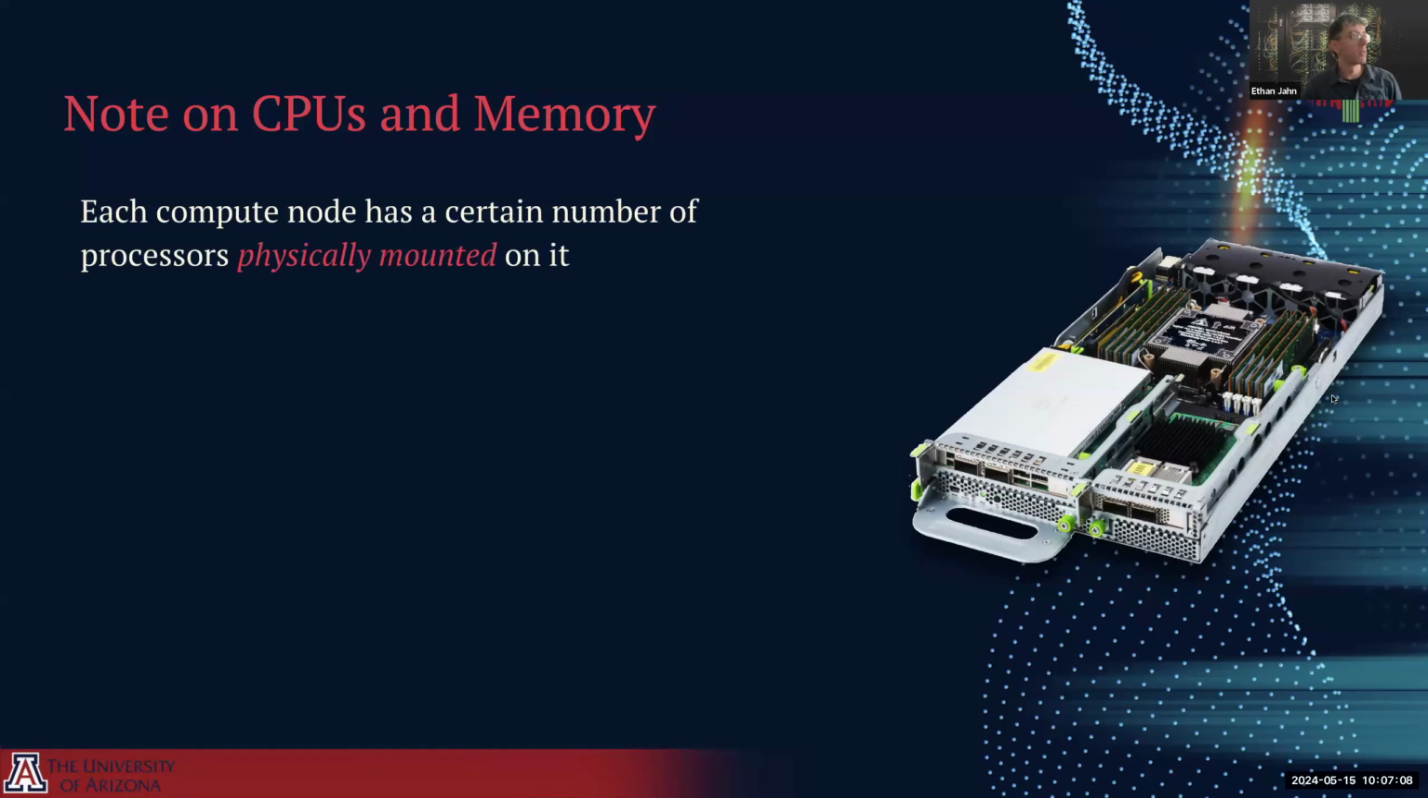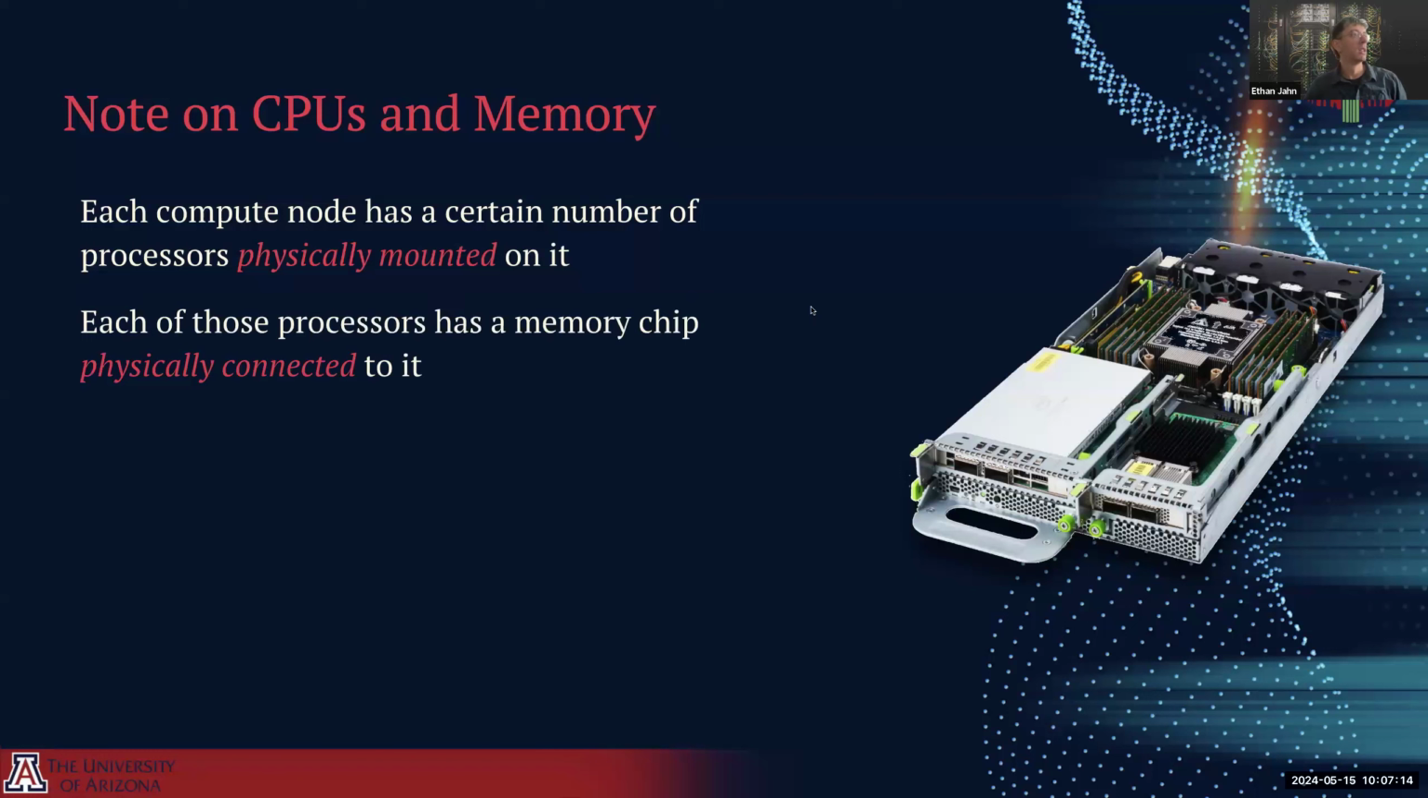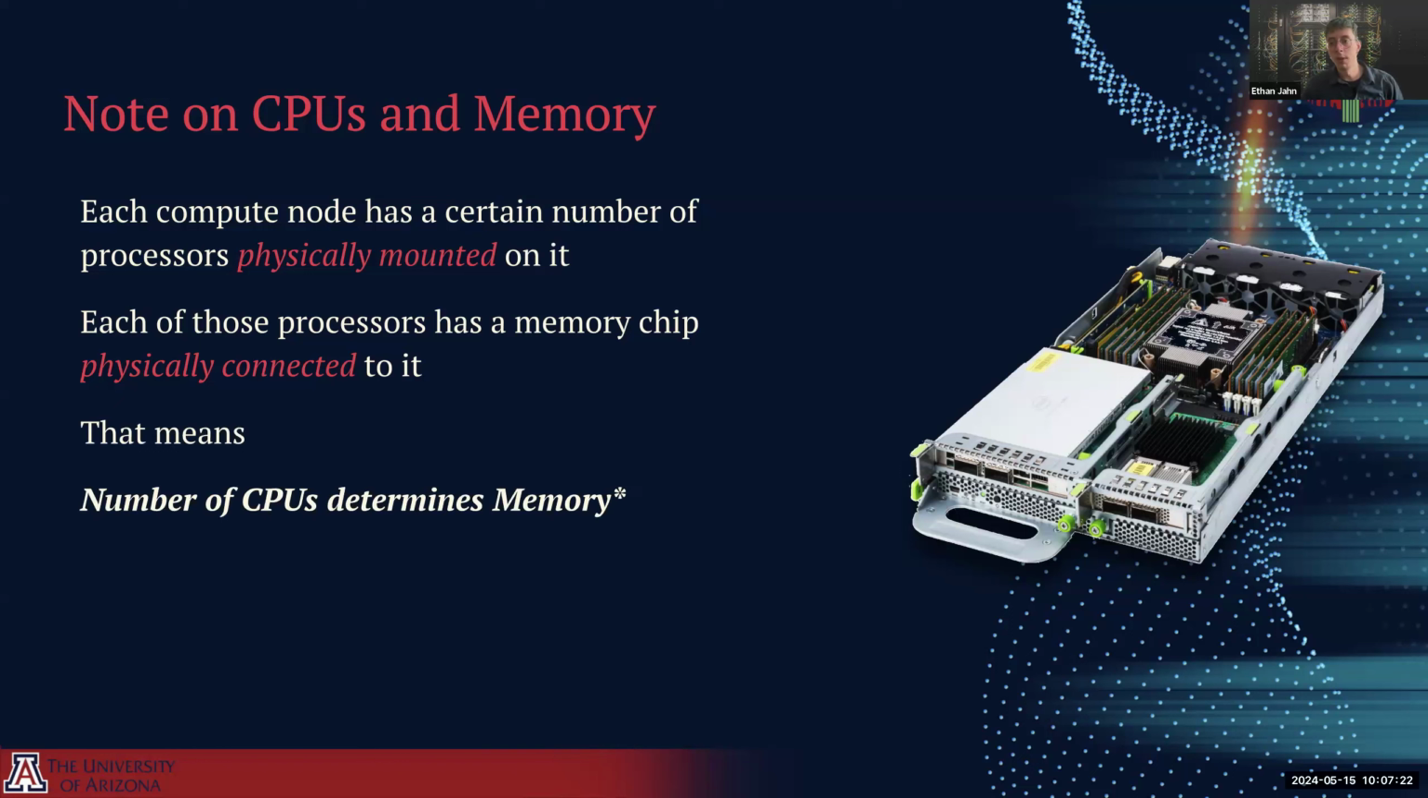So, a note on CPU and memory. I mentioned this before, but each compute node has a certain number of processors that are physically mounted to it. And each of those processors has a memory chip that is physically connected to it. That means that the number of CPUs that you request for your job determines the memory, or the RAM, that job has available to it. So the total memory is going to be equal to the memory per CPU times the number of CPUs.